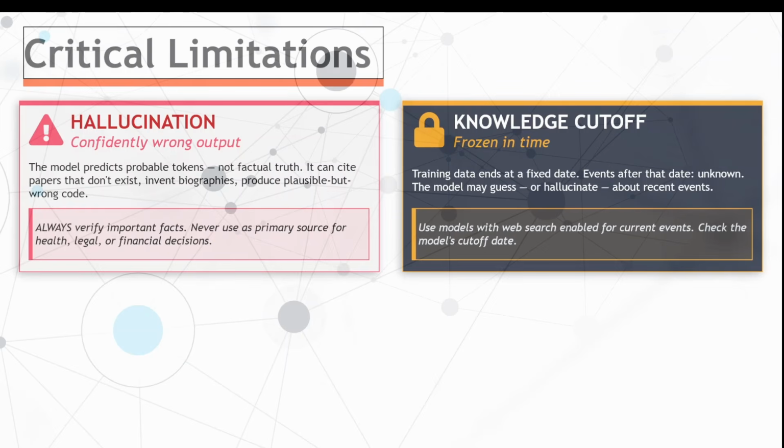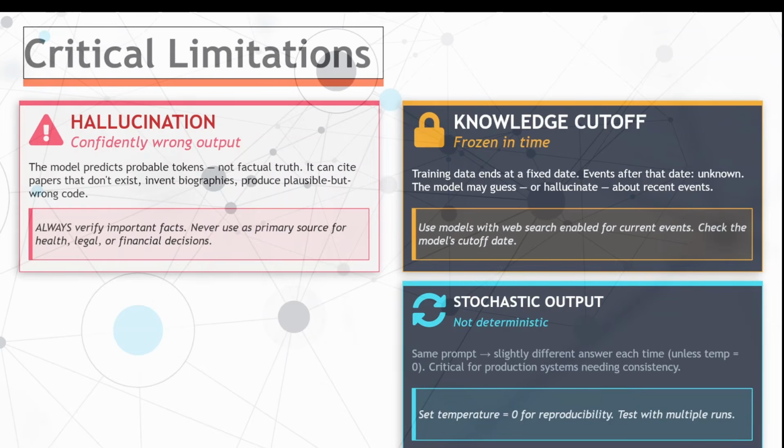If you ask GPT-4 about something that happened last month, it genuinely does not know. It might guess, it might hallucinate, it might say, I don't have information on that. This is why products like ChatGPT added web browsing to supplement the model with live information. But the base models are frozen in time. The knowledge is limited.